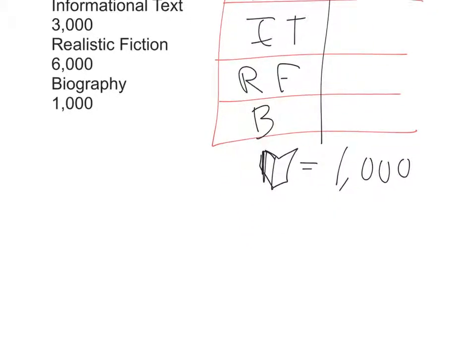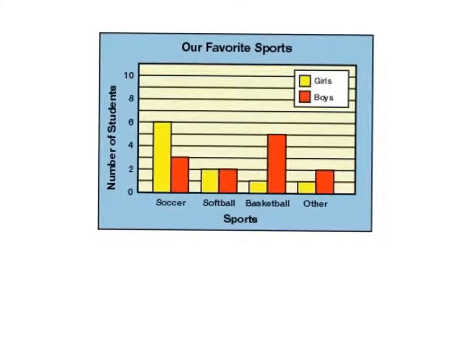Moving on, we're going to talk about bar graphs. So here's a pretty basic bar graph. I want to look at the title and everything first. So I got the title, Our Favorite Sports. The label on the y-axis, the vertical axis, says number of students. The x-axis says sports. So I can see that, yep, they're labeling sports here.